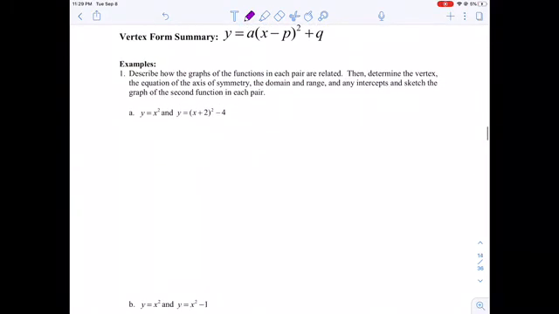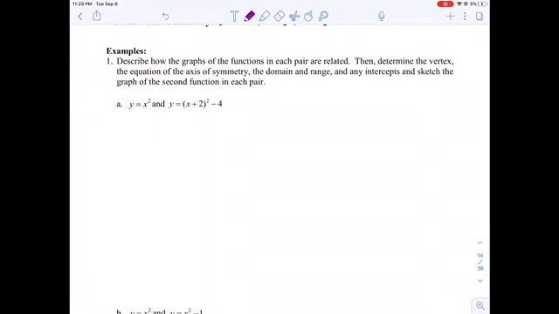Vertex form summary. Describe how the graphs of the functions in each pair are related, then determine the vertex, the equation of the axis of symmetry, the domain and range, any intercepts, and sketch the graph of the second function in each pair. We may not cover all of that right now, but we're going to do a basic version.